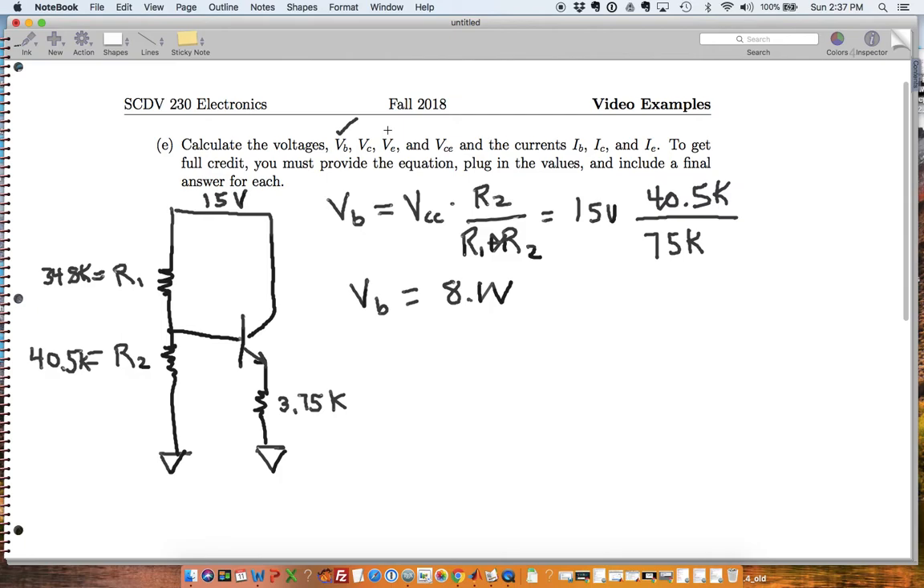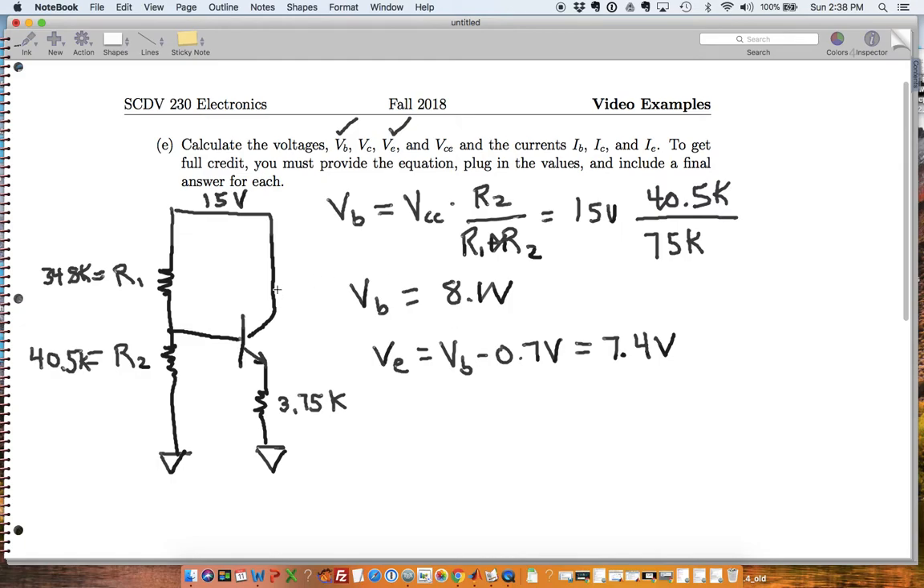Let's do my VE next. So VE is right here. And remember, for this transistor, the voltage drops by the amount of voltage for a diode. So we assume there's a diode in the model between the base and the emitter. So this voltage here is 8.1 volts, and then we subtract 0.7. So VE is equal to VB minus 0.7 volts, and that's equal to 7.4 volts. So I've got my VE.